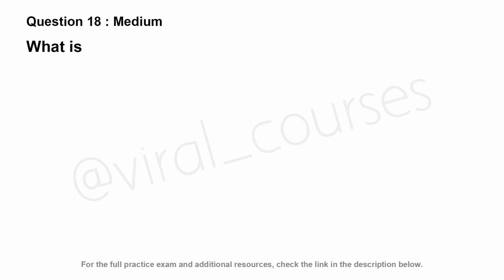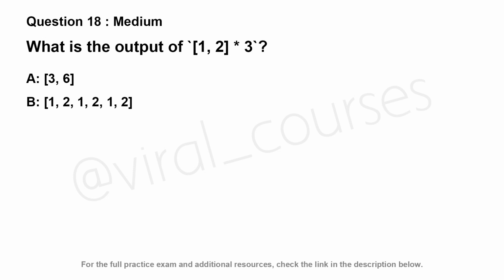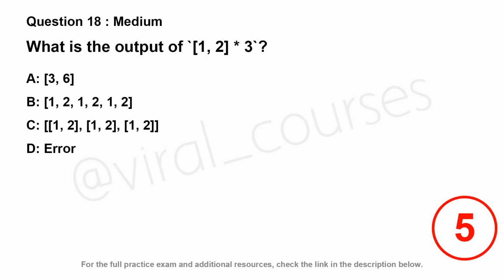What is the output of [1, 2] * 3? Option A, [3, 6]. Option B, [1, 2, 1, 2, 1, 2]. Option C, [1, 2, 1, 2, 1, 2]. Option D, error.